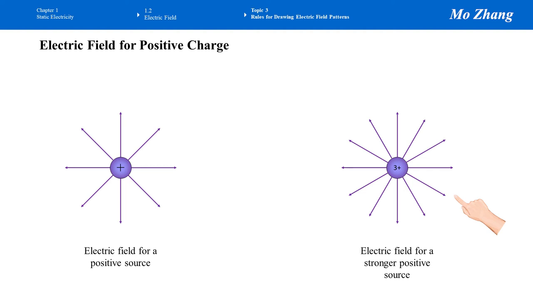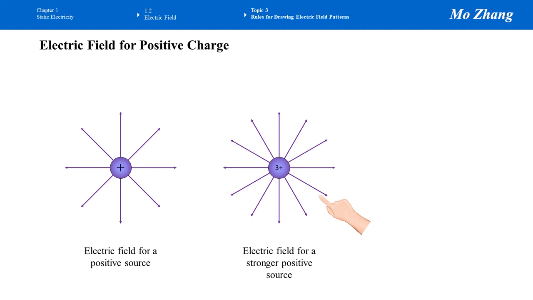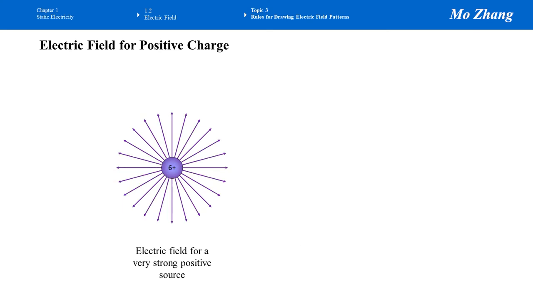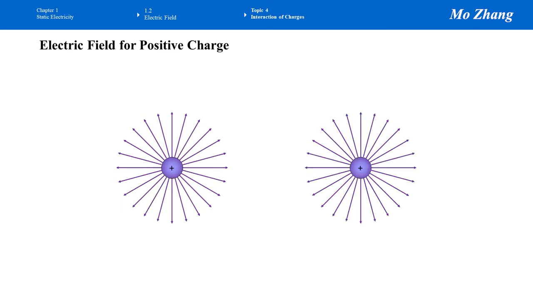Now let's get more space here by putting the second charge in the center. The third charge has more field lines. Obviously, the last one, the third charge, is the strongest charge among all, since it has more field lines. Okay, now let's look at one scenario. We put one positive charge here and another one there.